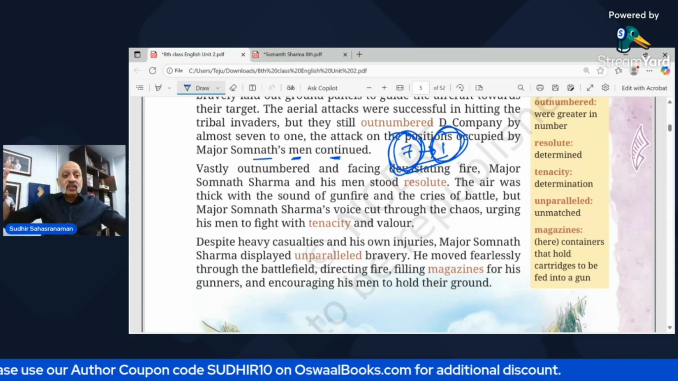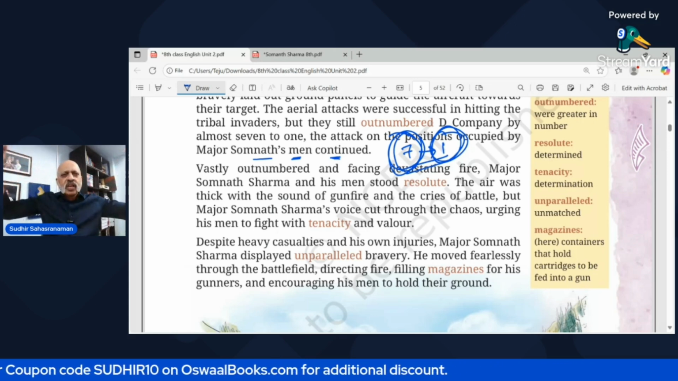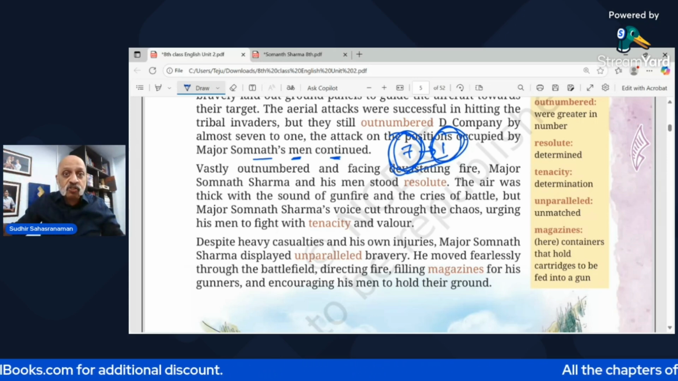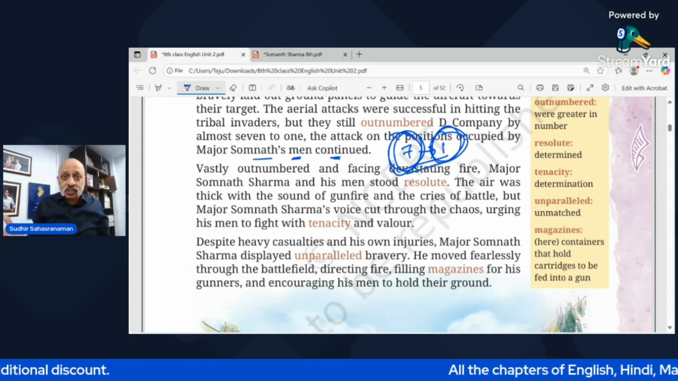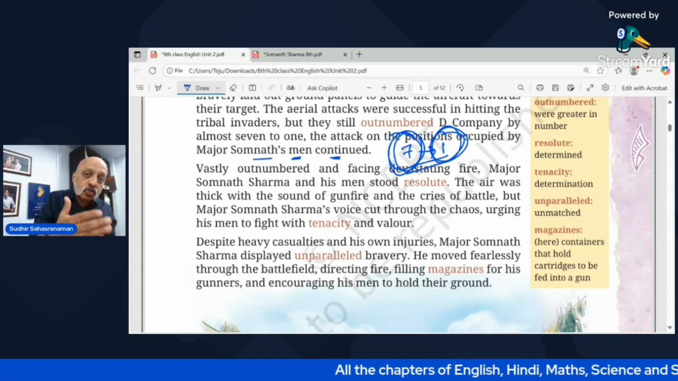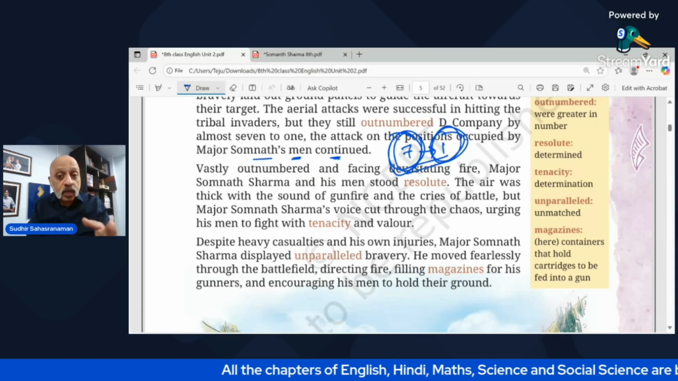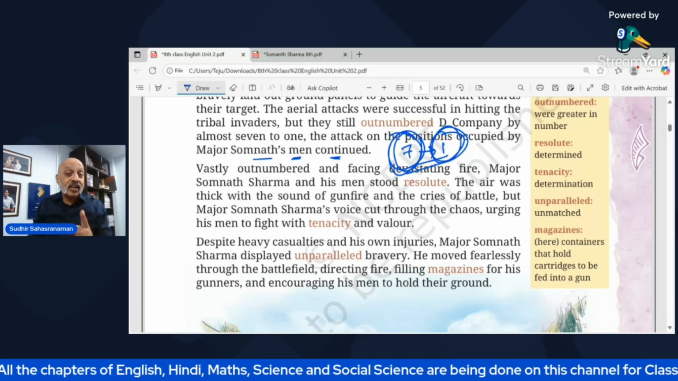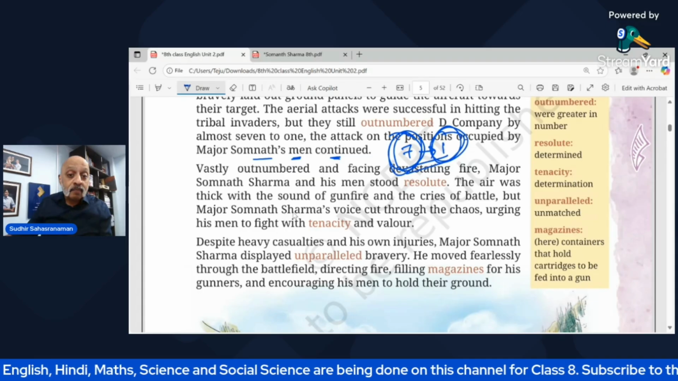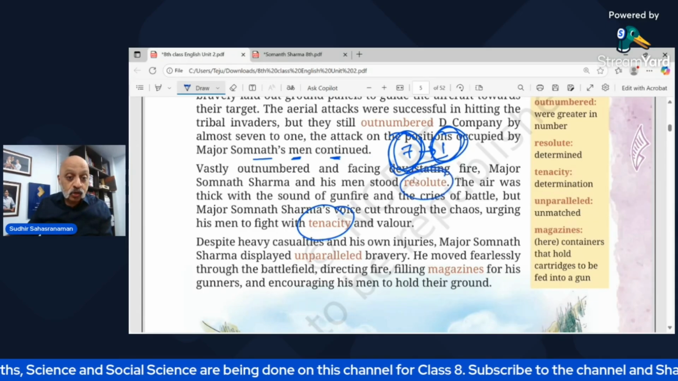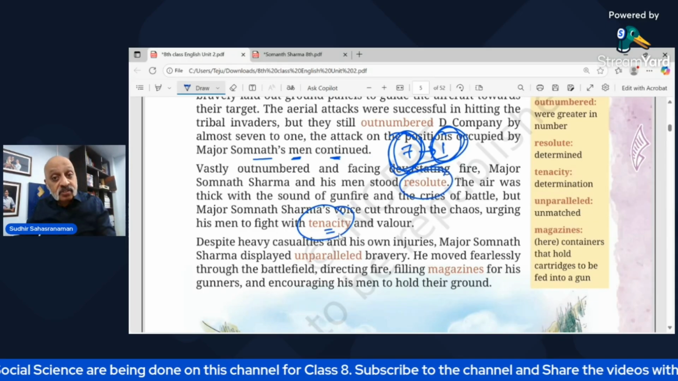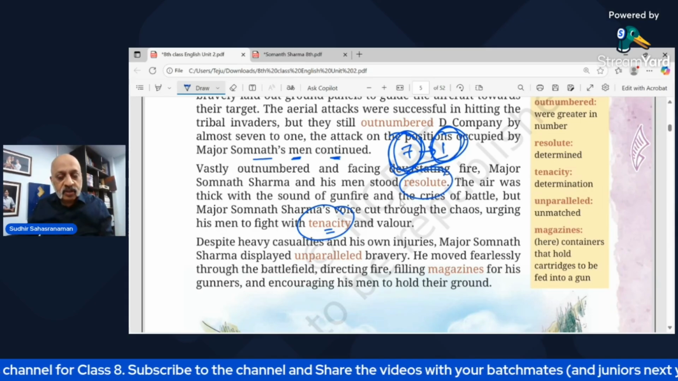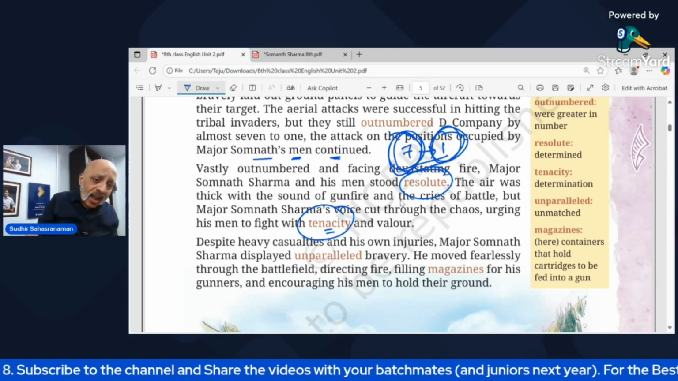The air was thick with gunfire, sound of gunfire. Means you could just hear shum, shum, shum, that kind of thing from all sides, and the cries of battle, people getting killed and they're shouting everything. But Major Somnath Sharma's voice cut through the chaos, urging his men to fight with tenacity and valor. Now, tenacity, I suppose, would be a new word for you, just like resolute was. Tenacity is determination. Okay, resolute, tenacity, both mean determination and courage, right?